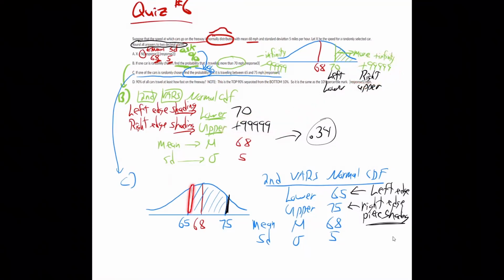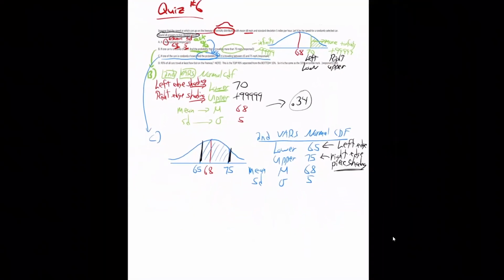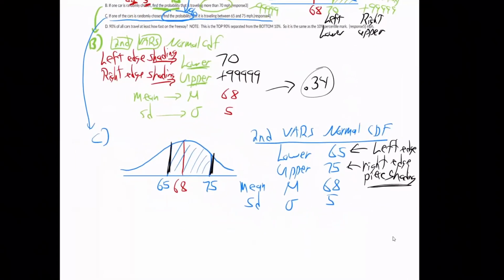Whereas on this one, they said between 65 and 75. So that's the lower and the upper. Put that into the calculator, get an answer. Now, the part I really wanted to show you is D. Let's come on down and do the big dog here, which is D.